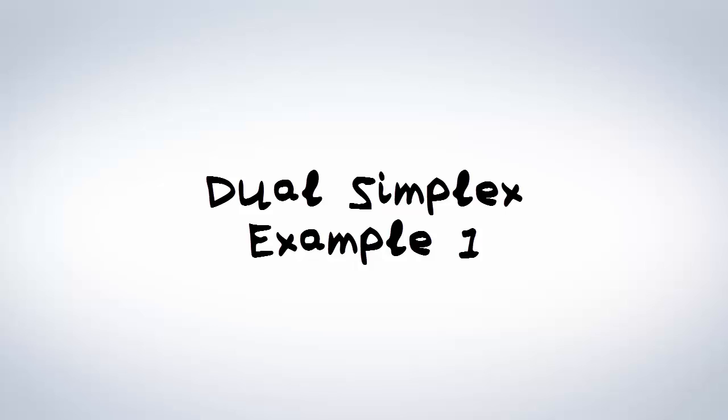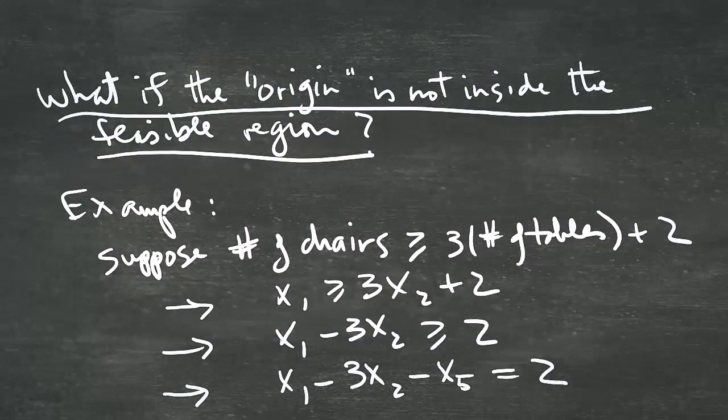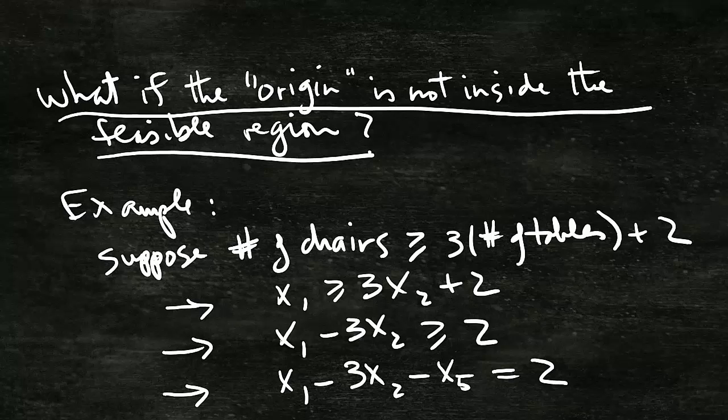You may recall from yesterday that, in preparation for the two-phase method, we said what if the origin is not inside the feasible region, and we introduced a new constraint. x1 had to be greater than 3x2 plus 2. And that's how we fell into a minus x5. We added an artificial variable and we got going.